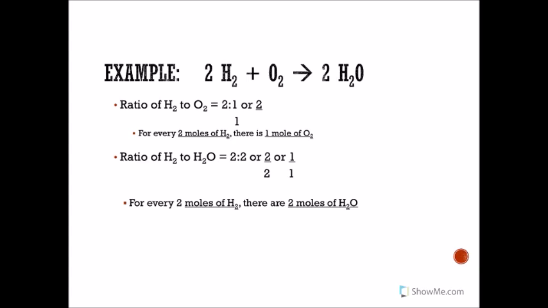For example, 2 hydrogens plus oxygen yields 2 waters. We have a ratio of hydrogen to oxygen, which is 2 to 1, or 2 over 1. We have 2 hydrogens to 1 oxygen, which means for every 2 moles of hydrogen, there's 1 mole of oxygen. And the ratio of hydrogen to water is 2 to 2, or 2 over 2, or 1 over 1. For every 2 moles of hydrogen, there's 2 moles of water.